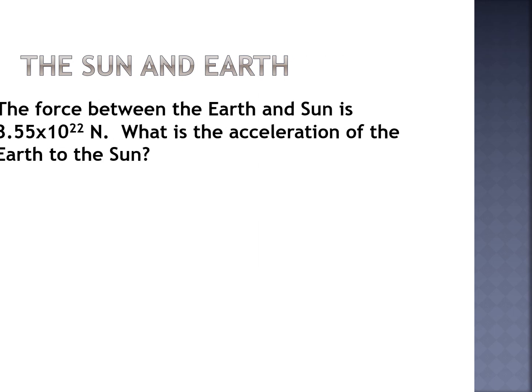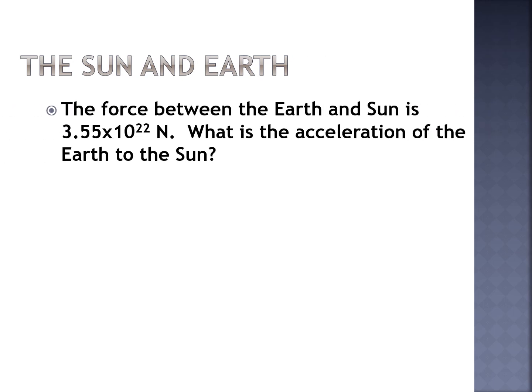So if you look at the force of gravity equation, we know that the force of gravity is 3.55 times 10 to the 22nd by the previous slide. But the question is here, what is the acceleration between the two? Because we have a force between them and nothing is preventing the Earth from accelerating towards the sun. There's no force balancing out that force from the sun. So the question is, what is the acceleration?